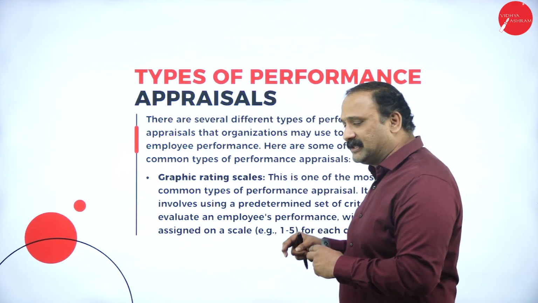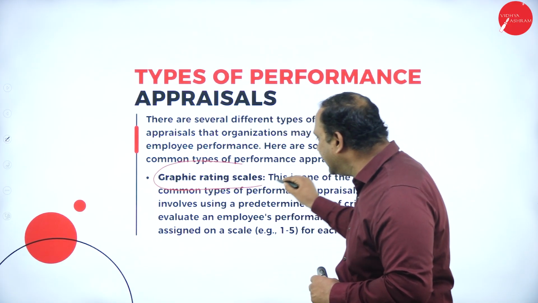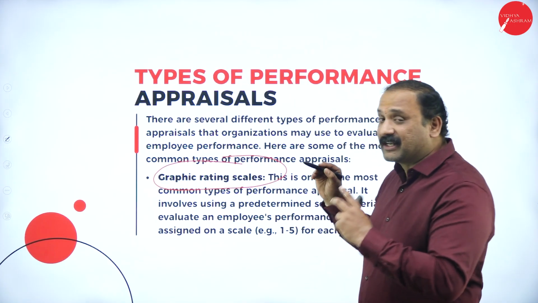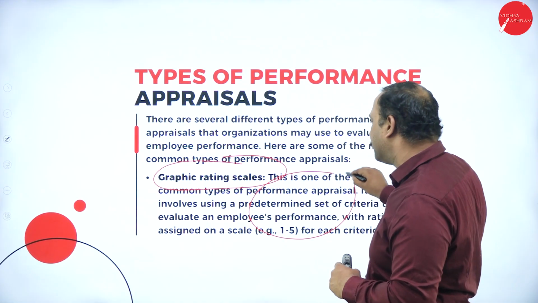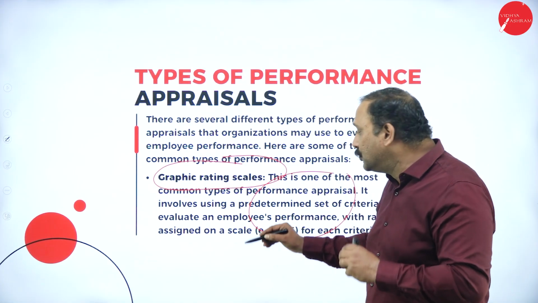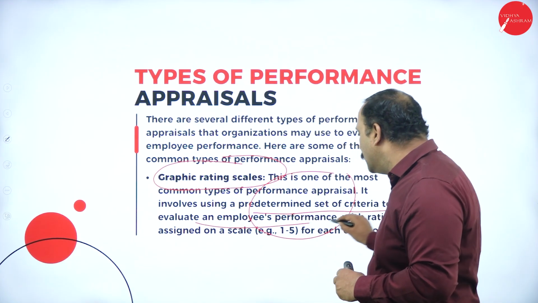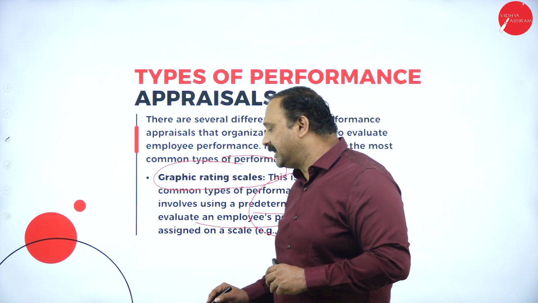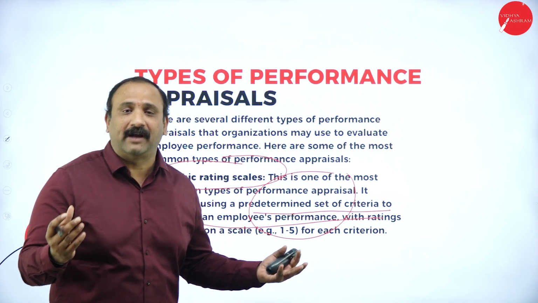Now, the first method that we are going to see here is called the graphic rating scale. Now, what is a graphic rating scale? This is one of the most common types of performance appraisal. It involves using a predetermined set of criteria to evaluate an employee's performance, rating with an assigned value of 1 to 5 for each criteria.